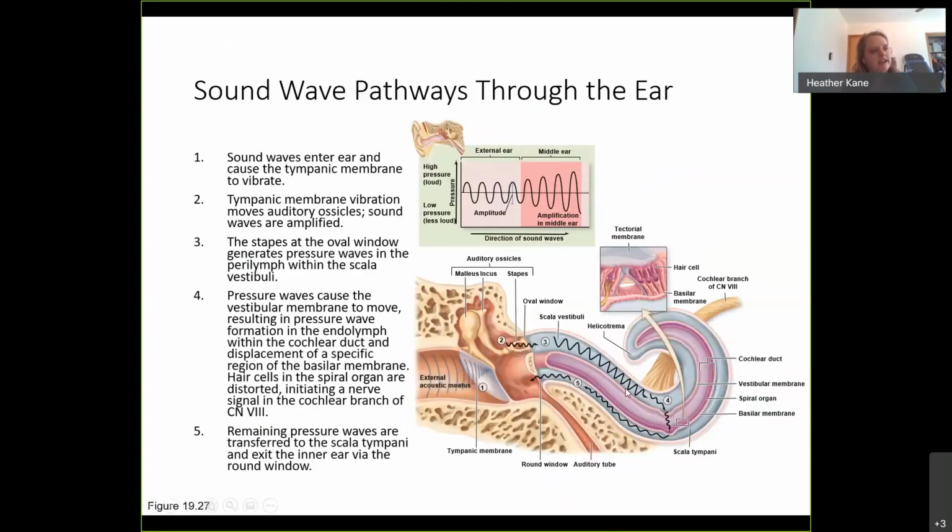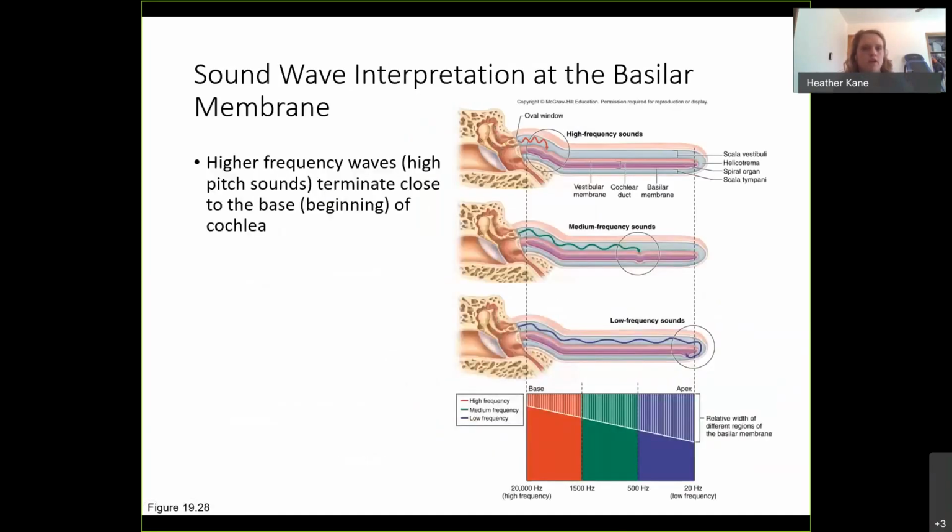So depending on how much energy they have, they will be transmitted through somewhere at some point. And that is how we are able to detect different pitches of different sounds, different levels of amplification. All right. We also have different levels of frequency, and this is going to determine basically how far those sound waves are going to be able to travel through the tip.